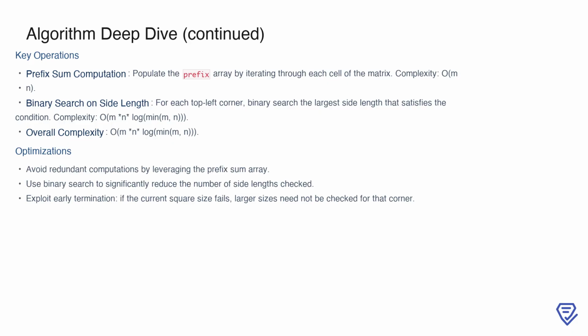Several optimizations make this approach highly efficient. By leveraging the prefix sum array, we avoid redundant computations when calculating submatrix sums. Binary search further reduces the number of side lengths we need to check, and early termination ensures that we stop checking larger sizes as soon as a smaller size fails the threshold condition. Together, these optimizations ensure the algorithm is both fast and scalable.